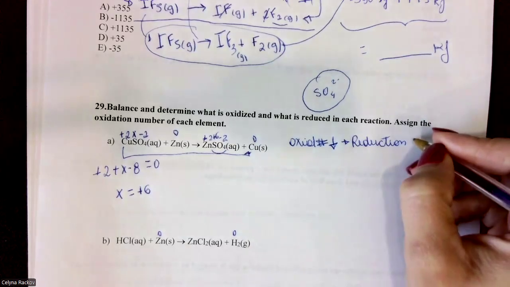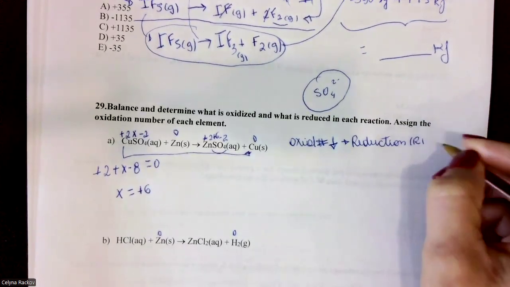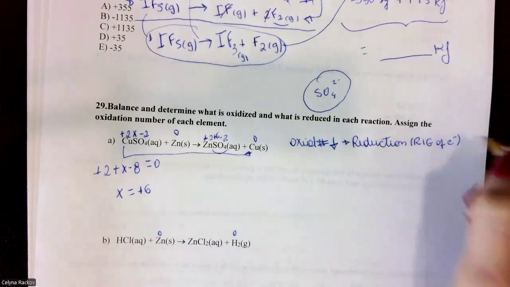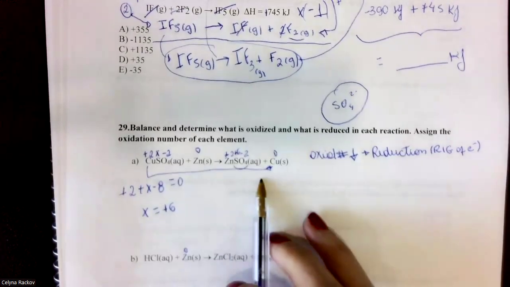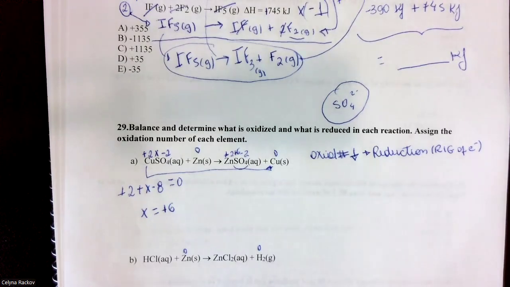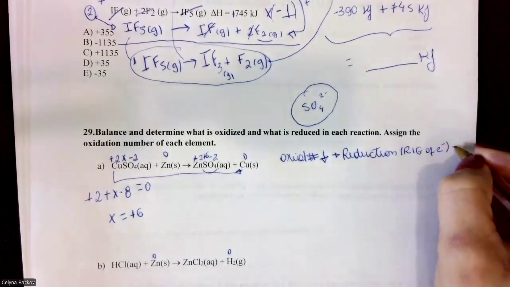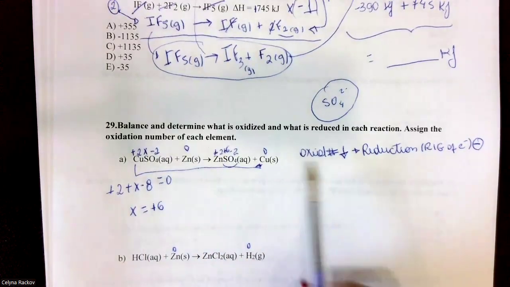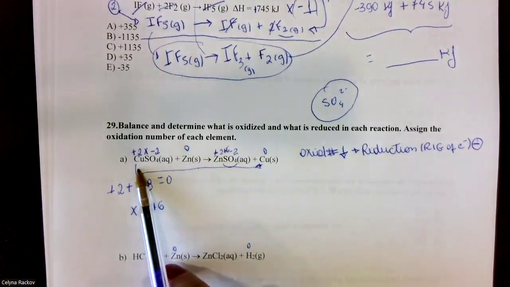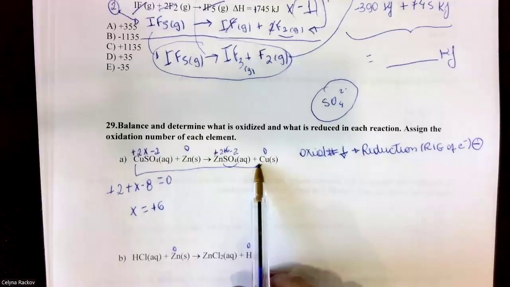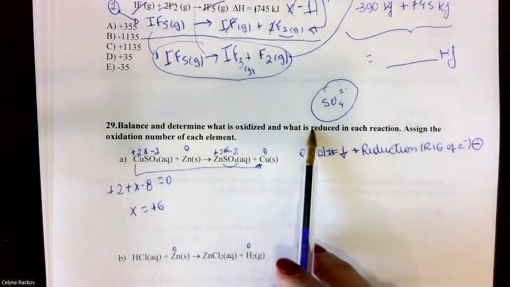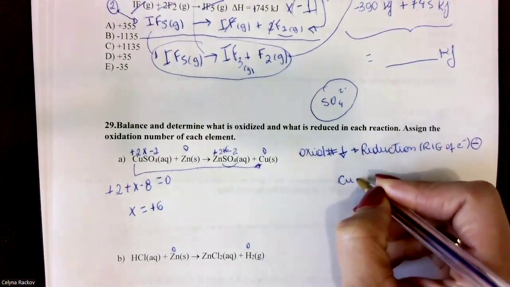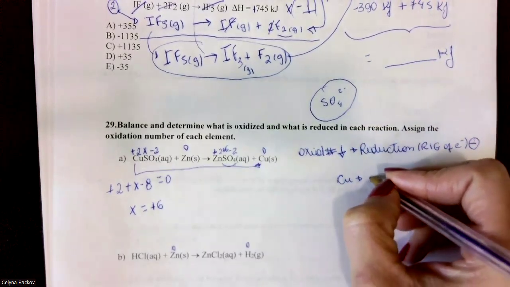What's reduction? Reduction is gain of electrons. But why did the number decrease if it's gaining electrons? So remember, electrons are negative charges, right? So if it's gaining electrons, the oxidation number will decrease. That means copper is reduced.